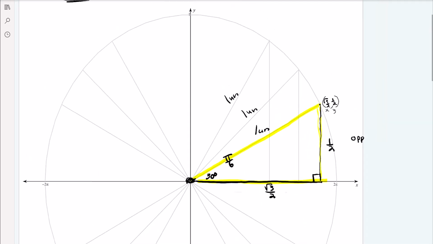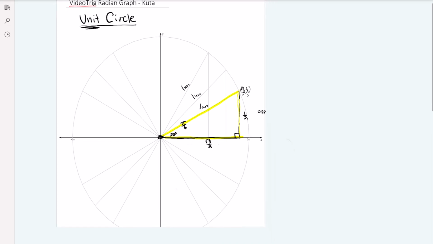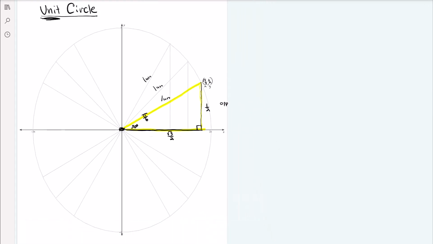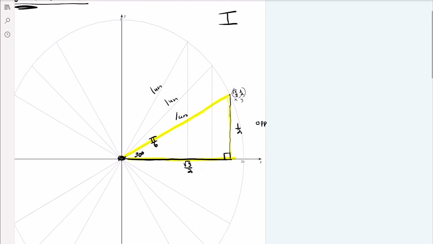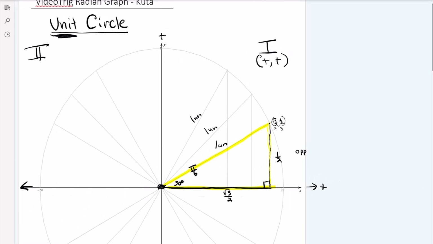Let me explain what I mean by positive or negative. In the unit circle, we have the entire circle. This section is the first quadrant. You write it in Roman numerals, and you use the ordinal counting: first, second, third, fourth. If we're going to the right, that's the positive x direction. If we're going up, that's the positive y. So in the first quadrant, all of the x's and all of the y's are positive. In the second quadrant, we're going in the negative direction, so all the x's are negative, but we're still going up, so all the y's are positive.